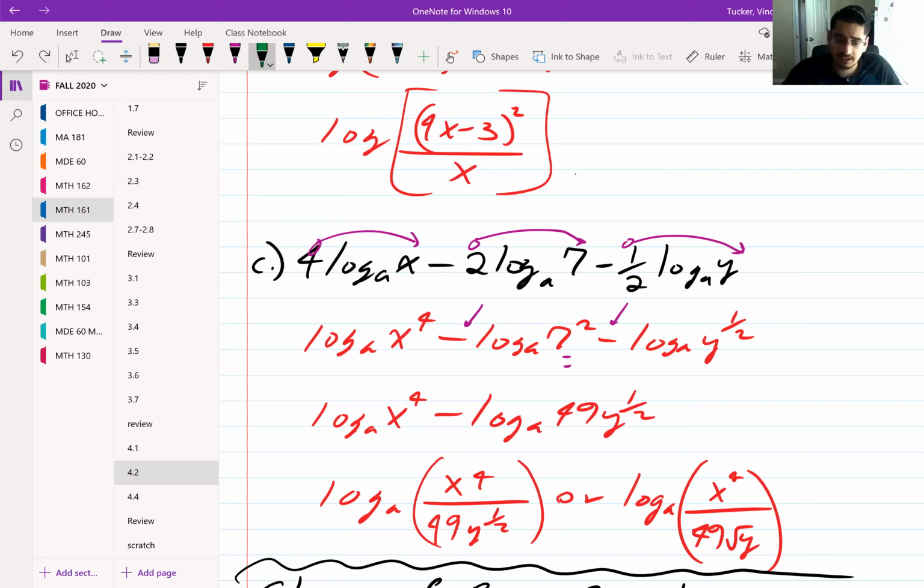How would you have us write it in MyMathLab? Which one? Either one of them is fine. Either one is fine? Mm-hmm. Yep. Either one of them should work as long as you type it in correctly. Yep. Okay.